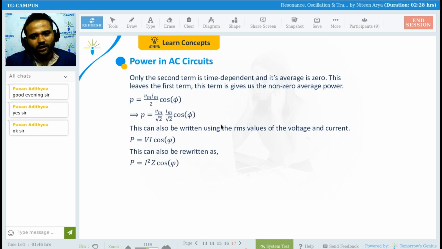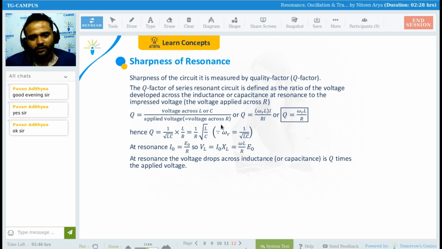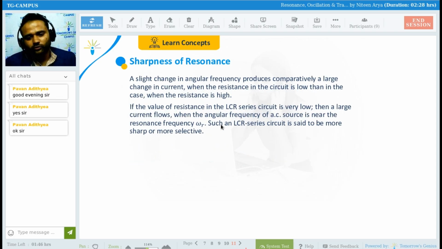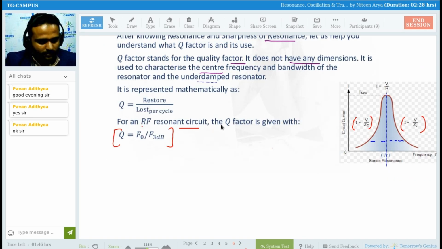So I already defined everything in the previous part, whatever needed to be explained according to the physics. Now it is all written, and whatever the written values are, we just need to look at them. Sharpness of a resonance: a slight change in angular frequency produces a comparatively large change in current when the resistance in the circuit is low than when the resistance is high. See, you can copy this diagram here as well.